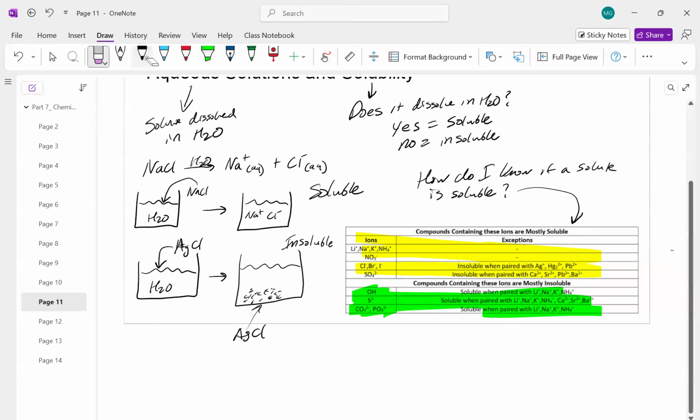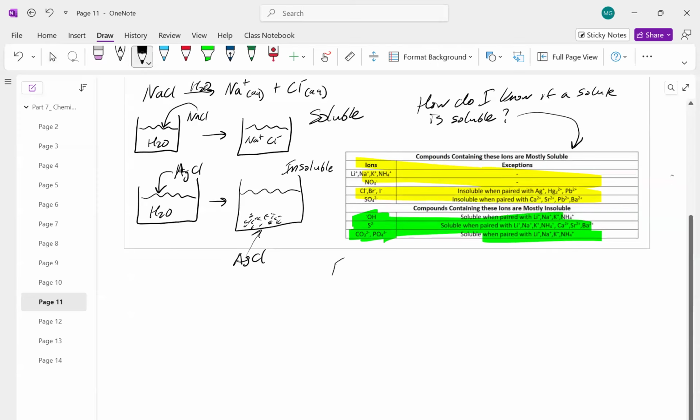So for example, sodium chloride, NaCl. I'm going to look at the table and notice that on the ions there is the sodium cation. And there aren't any exceptions. So since there's sodium present, this is soluble.